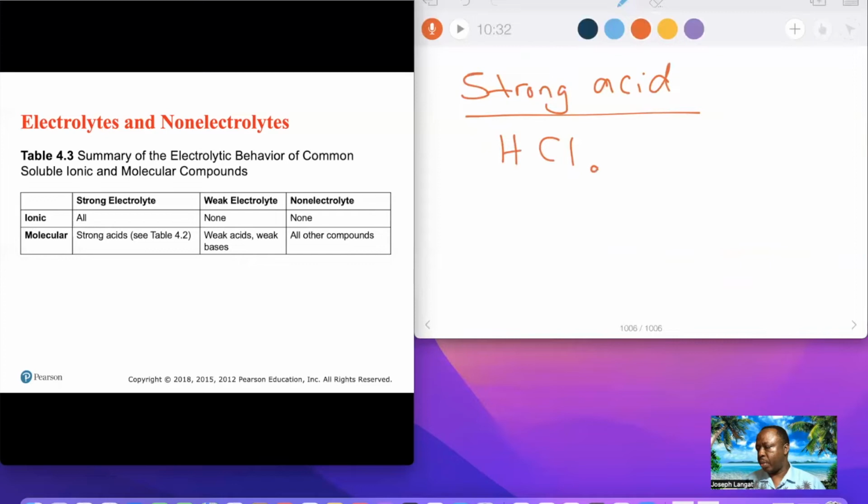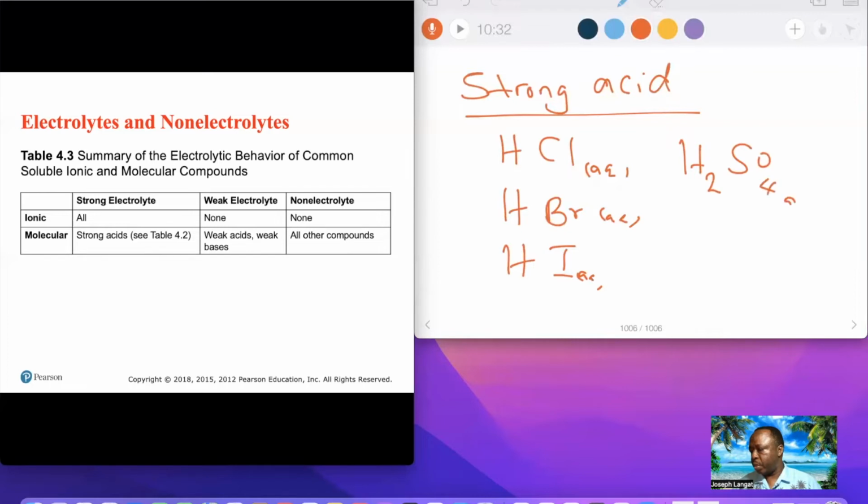HCl, for example, is a strong electrolyte. Hydrobromic acid, hydroiodic acid, aqueous, sulfuric acid. By the end of chapter 4, you should be able to classify an acid as a strong acid or a weak acid. These are just a few examples of strong acids.